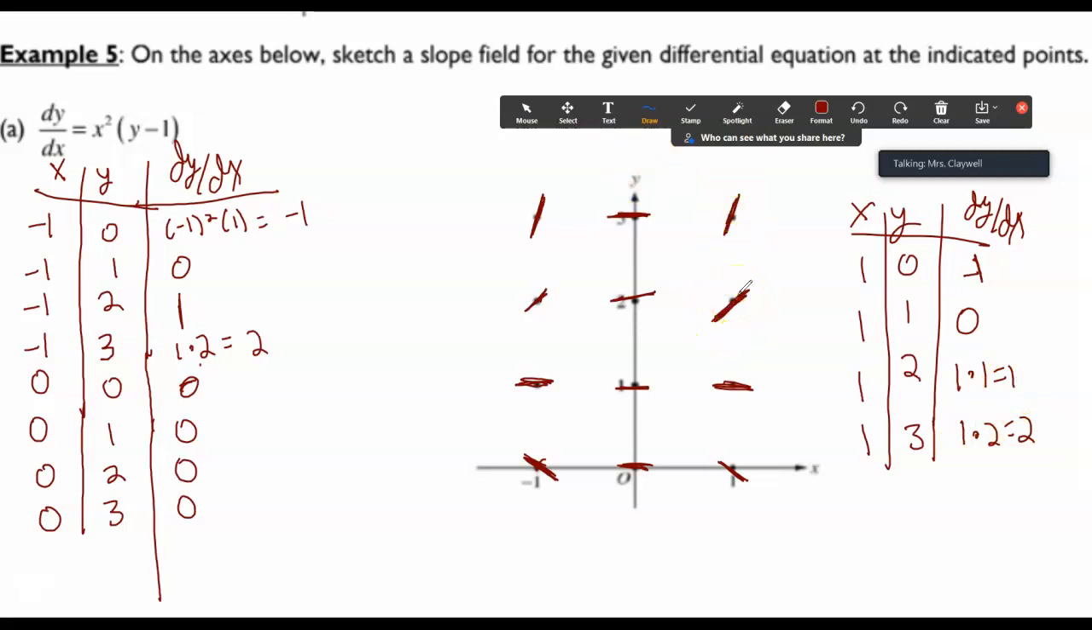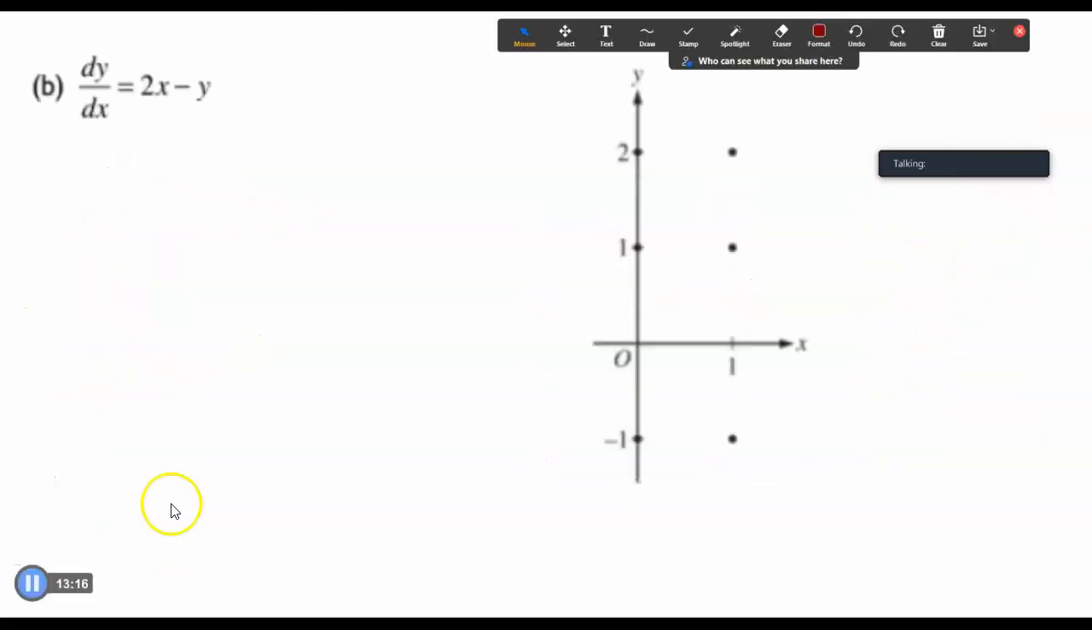So we just drew a slope field. We're going to go ahead and do B on the next video, so go ahead and switch to the next video. I don't want us to cut these off. The videos can only be 15 minutes long, so find the next video.